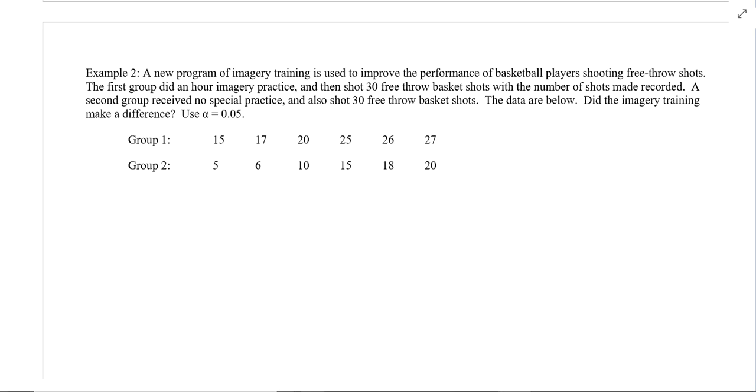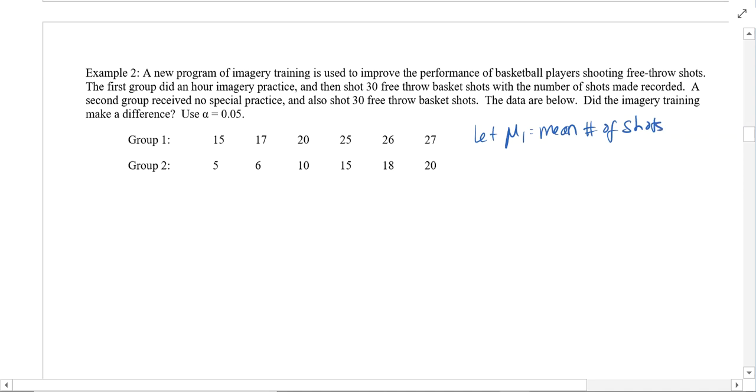So over here, I'm going to define let mu1 equal the mean number of shots made by group 1, which had the imagery training.